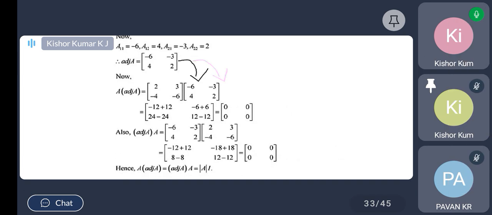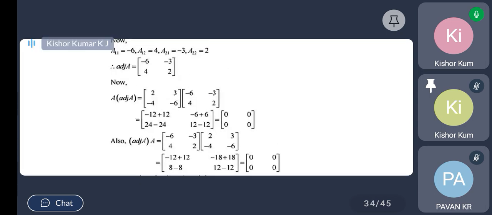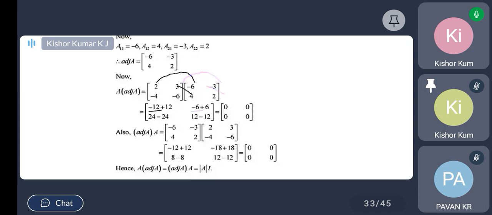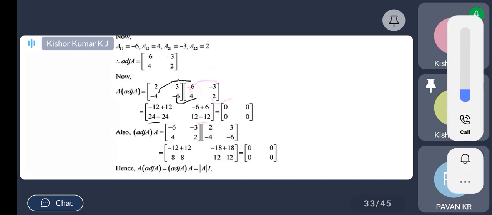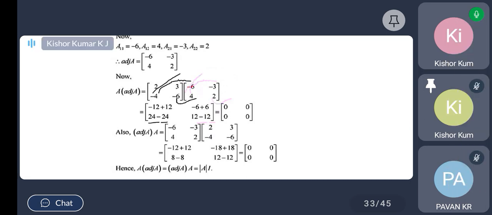Now we should go for a multiplication. That is the matrix multiplication. 2 into the first row, first column. 2 into minus 6 is minus 12. 3 into 4 plus 12. 2 into minus 6. 3 into 2 plus 6. Again with the second row. Minus 4 into minus 6, 24. Minus 6 into 4, minus 24. Again minus 4 into minus 3 plus 12, minus 6 into plus 2, it is minus 12.